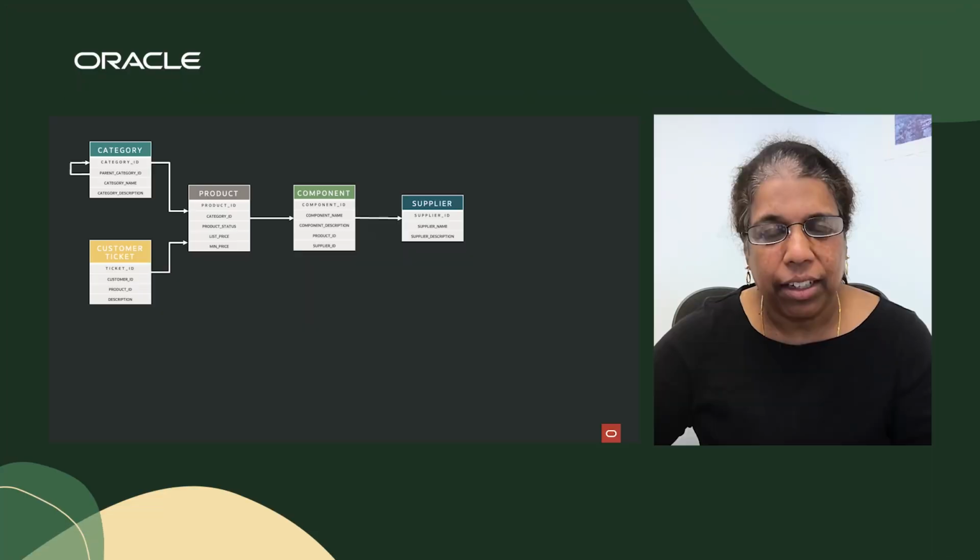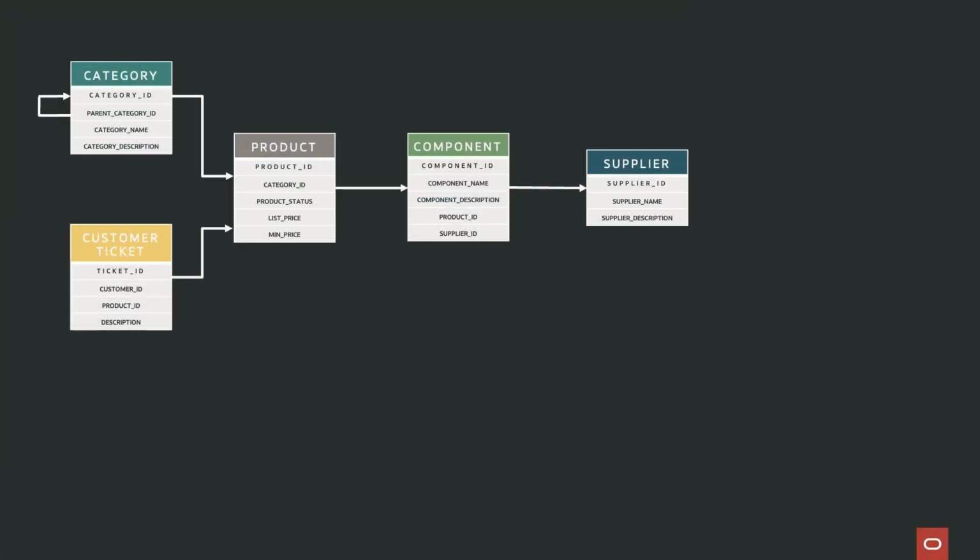So now let's take a look at what's happening under the hood. Ramu showed you creating a graph from a set of tables, and here are the set of tables she was using. There is a category table that contains all the categories of the different products you have in the database. The product table contains information about the products and which category it belongs to. Then the components table, which has all the components that make up the products, and the suppliers that provide the different components. And then you have a table, customer tickets, which are customer complaints about specific products.